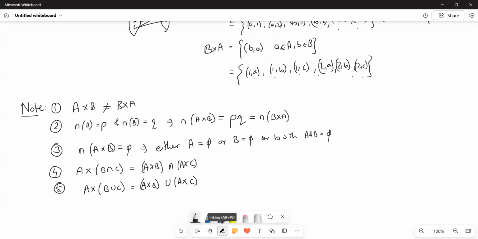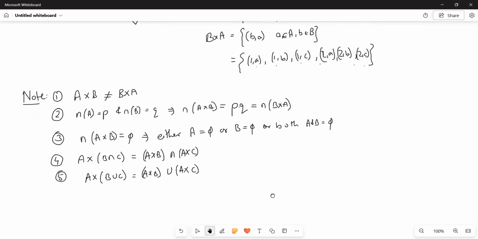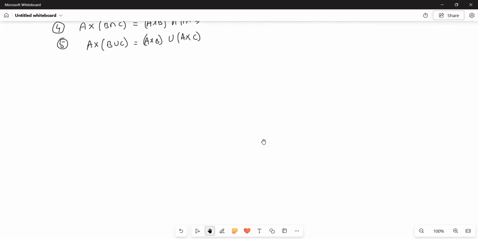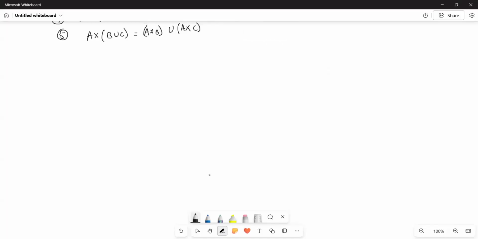Clear everyone on this? So that's the brief introduction on Cartesian product. And then we come to one of the main agendas that we have: relations. So what is a relation?